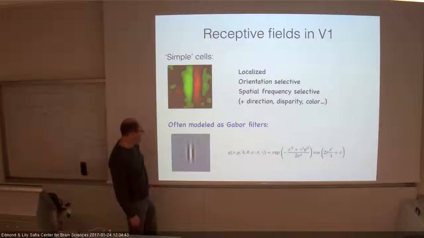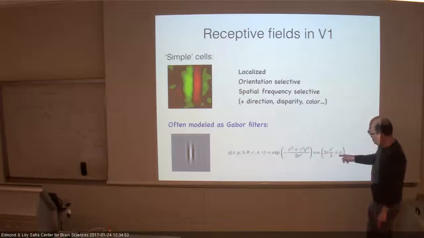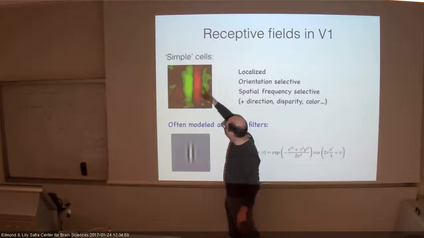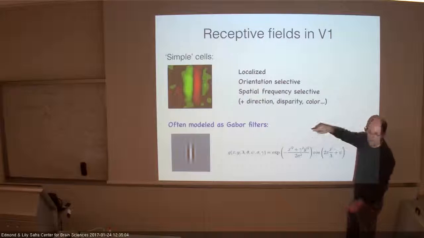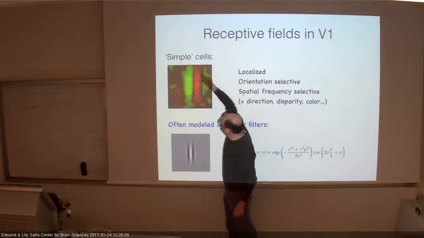The receptive fields in this area are often modeled mathematically as what are called Gabor functions. What you can see here is an oscillation, this is the oscillatory aspect, high, low, multiplied by some Gaussian, which is not isotropic, so this Gaussian will have some kind of elliptical shape. So these functions are called Gabor functions.